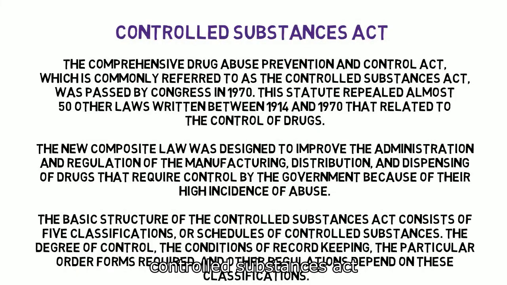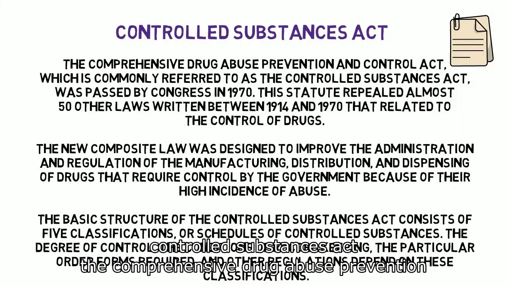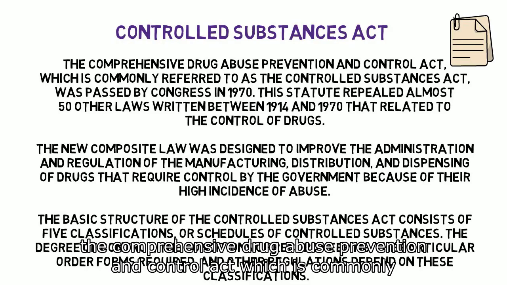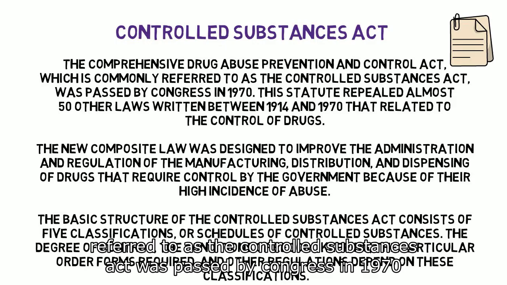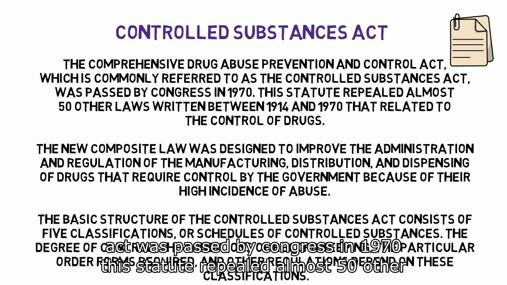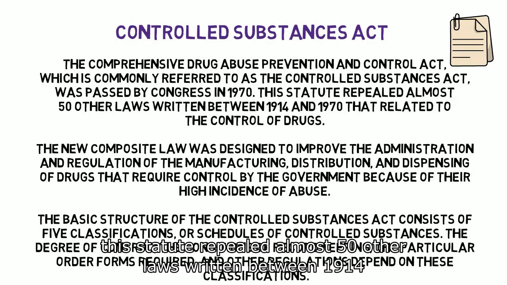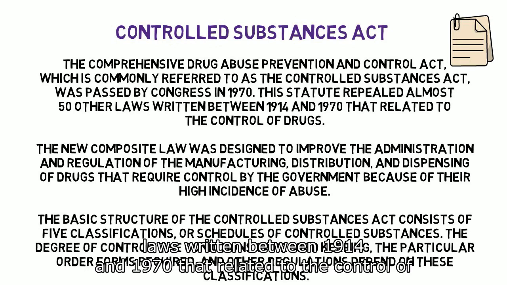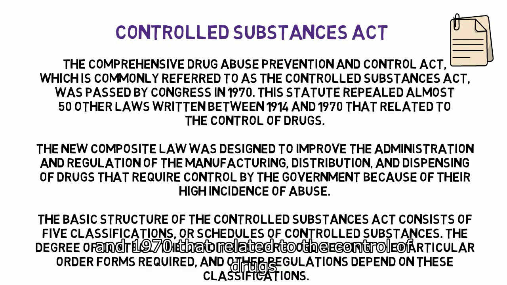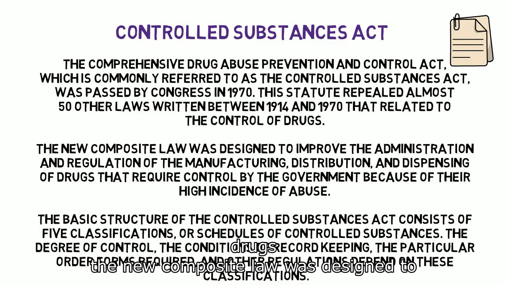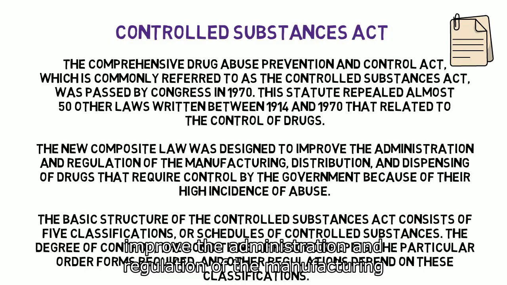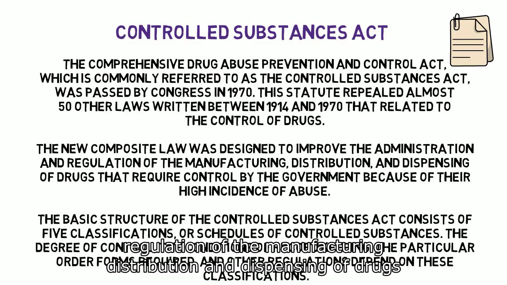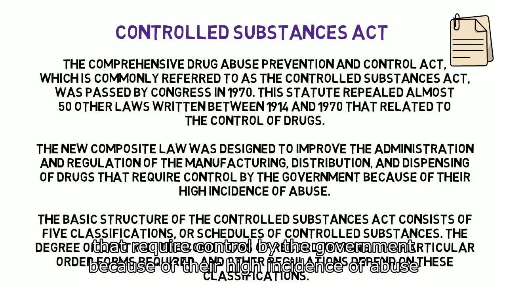Controlled Substances Act. The Comprehensive Drug Abuse Prevention and Control Act, which is commonly referred to as the Controlled Substances Act, was passed by Congress in 1970. This statute repealed almost 50 other laws written between 1914 and 1970 that related to the control of drugs. The new composite law was designed to improve the administration and regulation of the manufacturing, distribution, and dispensing of drugs that require control by the government because of their high incidence of abuse.